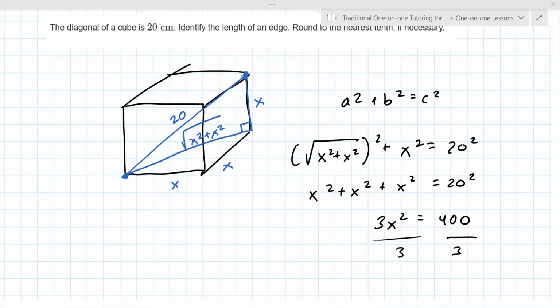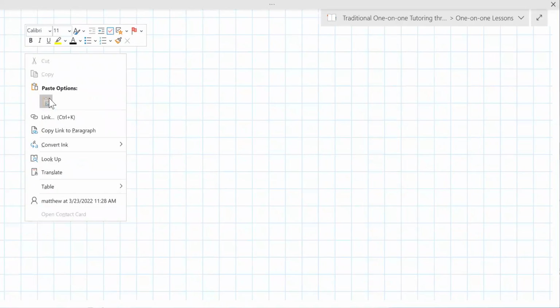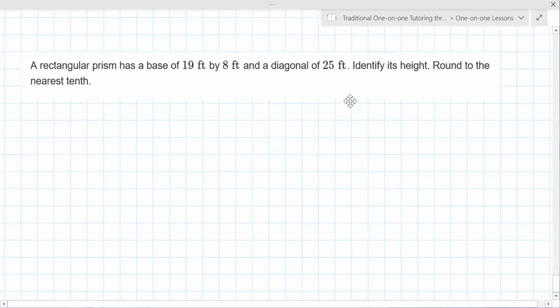Do you have an answer for me? I have 11.5. Good. All right. So the last two problems are the same, just different numbers. And this will probably close out our lesson here doing these.